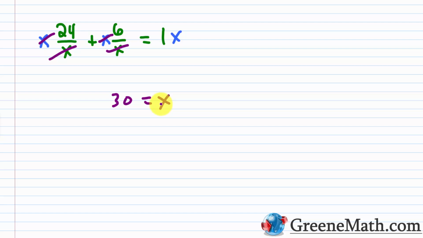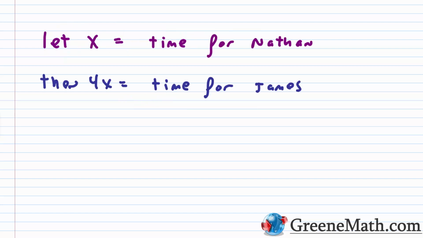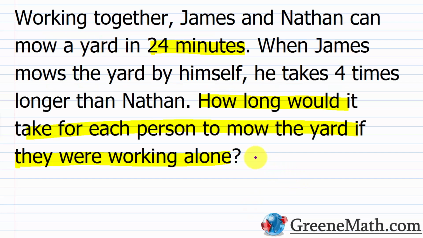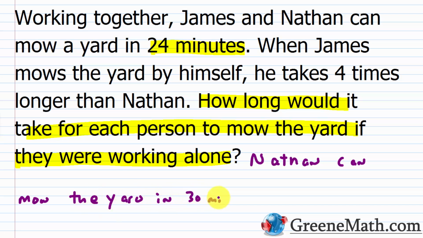So that's really a piece of cake. We've immediately found that x is 30, and we know that x was the time for Nathan. So this is going to be 30 minutes. And then for James, it's going to be 4 times that, or 120 minutes. If you wanted to put that in terms of hours, you could. That's 2 hours. If you didn't know that, it's okay. You can put it in terms of minutes. It doesn't matter. So I'm just going to say that Nathan can mow the yard in 30 minutes.